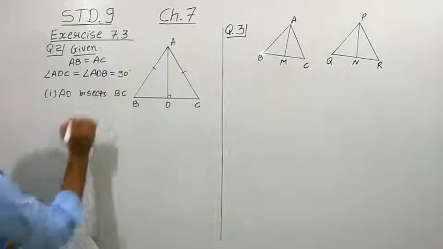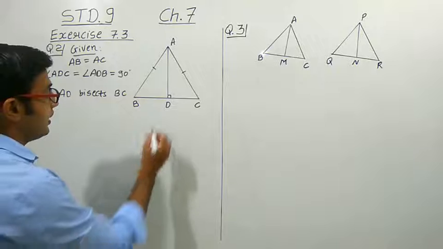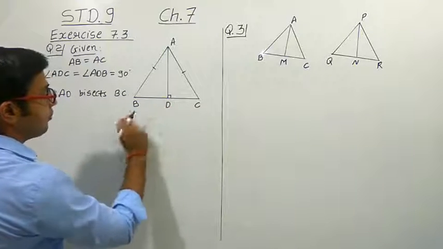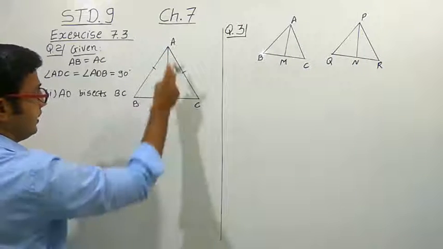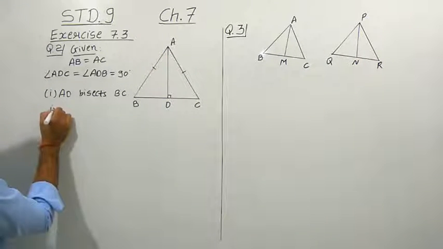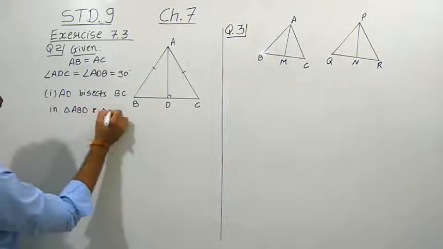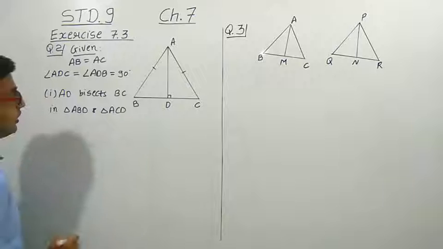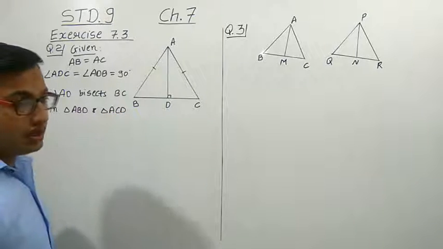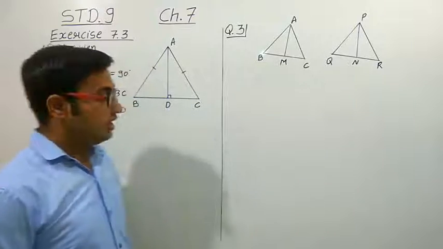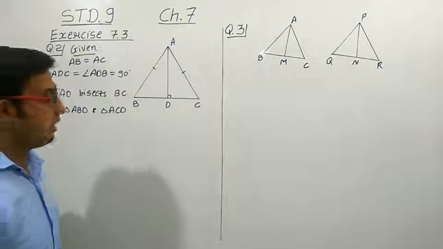See, AD is here, BC is here. We have to prove that D is the midpoint of BC. Right? So let us take two triangles ABD and ACD. So in triangle ABD and triangle ACD, right? Let us write down the three conditions of congruence so that we can prove that the two triangles are congruent. And if we can prove, we can say that BD and CD will become equal by CPCT.